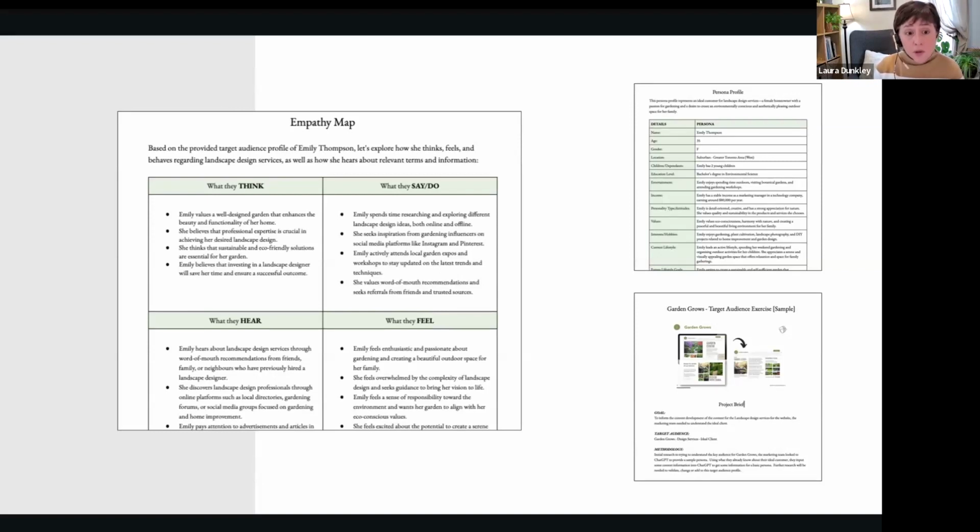And we give this person, again, every time we write this, it will be Emily values a well-designed garden, or Emily feels enthusiastic and passionate about gardening, or what does she hear? That landscape design services through word of mouth recommendations really makes me feel happy, or I'm hearing this from my neighbors. And what do they do? I'm so busy, I want to hang out with my kids, but I would love to go shopping for landscape design services, whatever that might be.